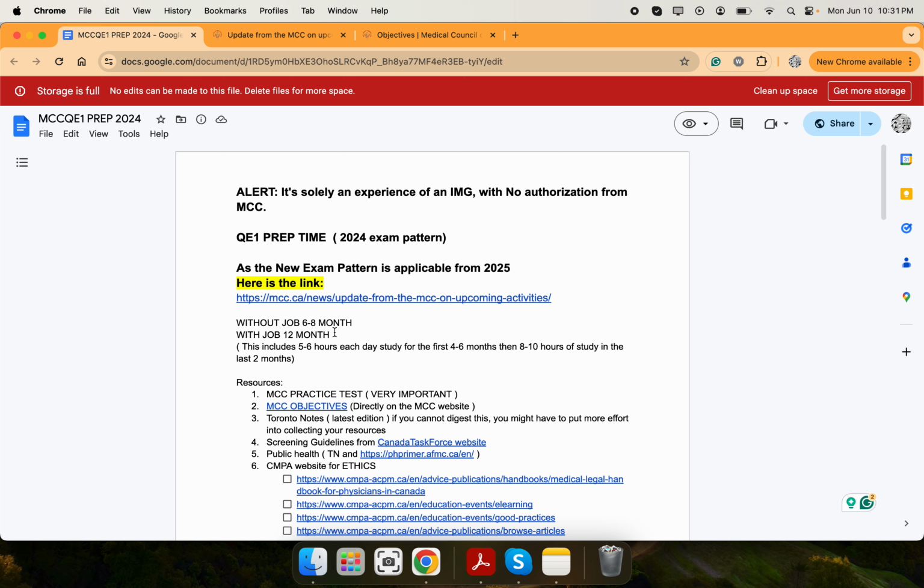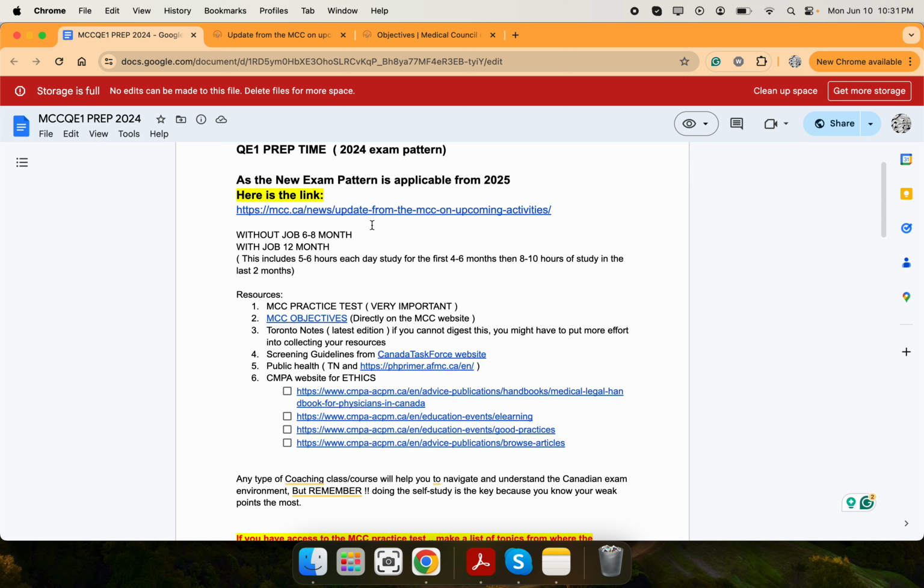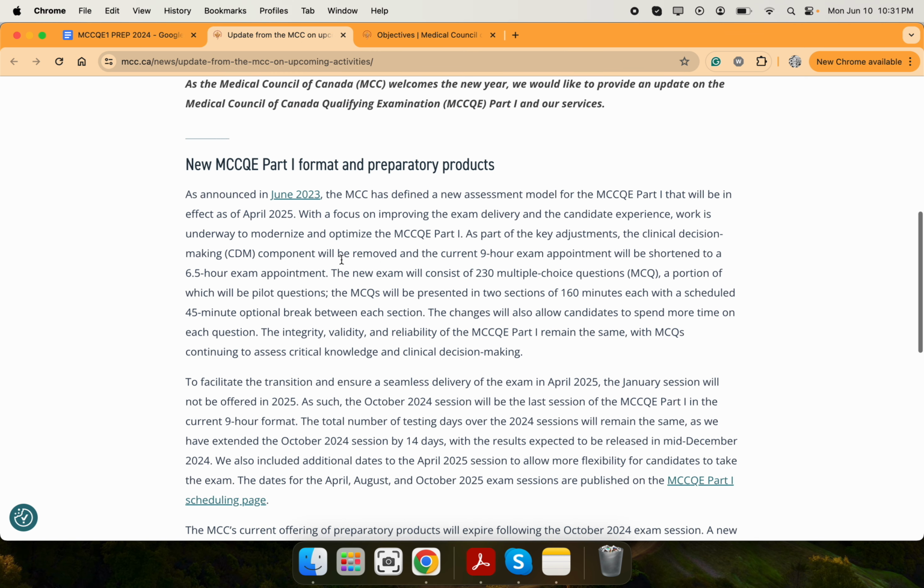Okay, so let's start. Number one thing which I want to mention is the exam pattern that is going to be applicable from 2025. This is the link which I have opened here, and the biggest change is that the CDM component is being removed from the whole exam. Instead of 210 MCQs, they are giving you 230 questions. In my exam pattern, we had 210 questions and 4 hours to complete. That means 240 minutes for 210 questions. One question should usually be attempted in 1 minute and 8 seconds.